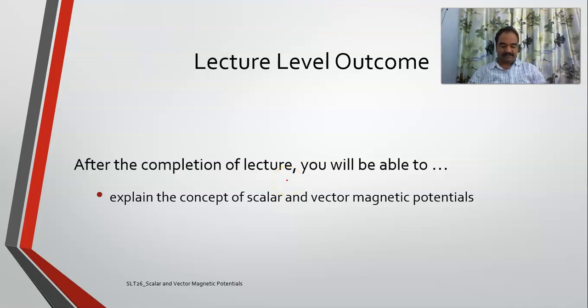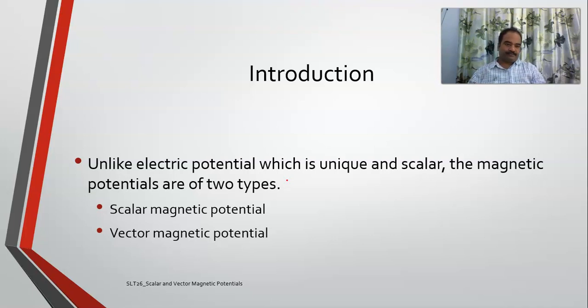Coming to the introduction, we have seen in electric fields an electric flux density, and also a term V, which is referred to as electric potential or electrostatic potential. It used to have units of volts, and it used to be a scalar quantity.